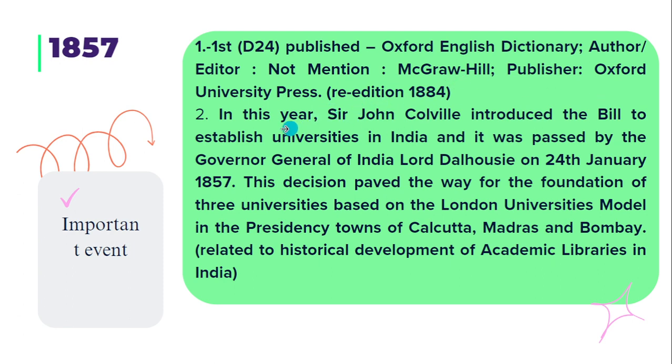Re-editions in 1884. In this year, Sir John Colvile introduced the bill to establish universities in India, and it was passed by the Governor General of India, Lord Dalhousie, on 24th January 1857. These decisions paved the way for the foundation of three universities based on the London University model in the presidency towns of Kolkata, Madras, and Bombay. This is also related to the historical development of academic libraries in India.